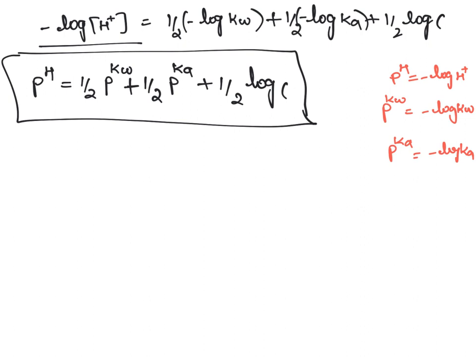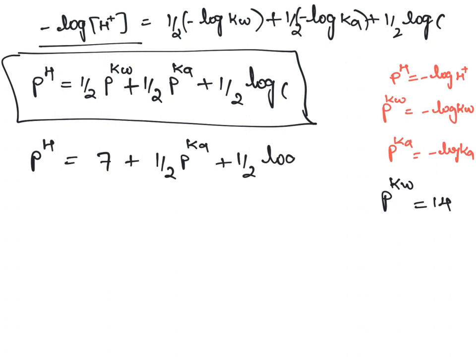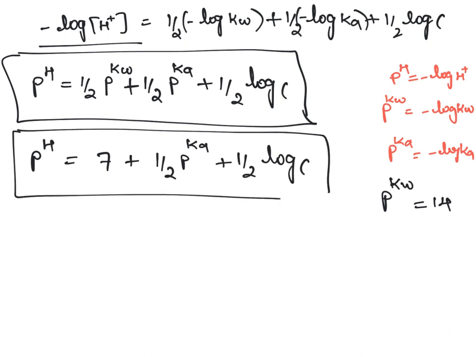So further I can simplify this. pH equal to pKw, value is equal to 14. If I substitute 14 by 2, it becomes 7 plus 1 by 2 pKa plus 1 by 2 log C. It is a further simplified equation. pH equal to 7 plus 1 by 2 pKa plus 1 by 2 log C.